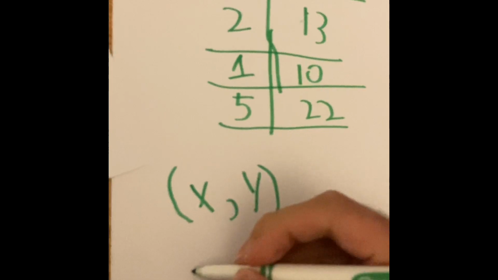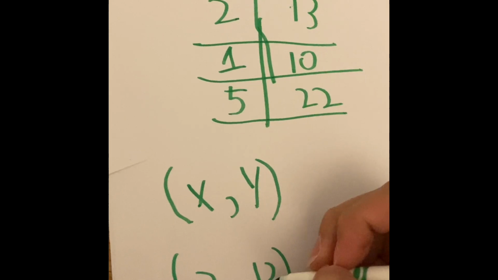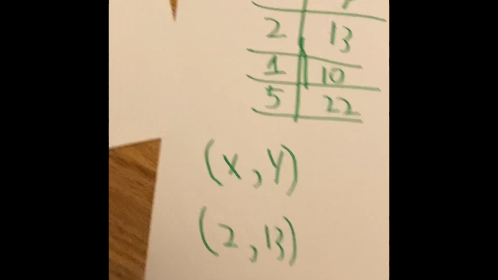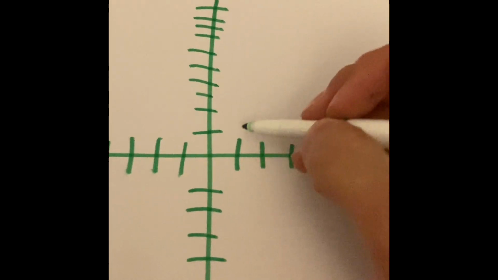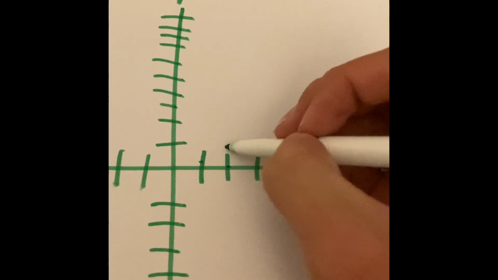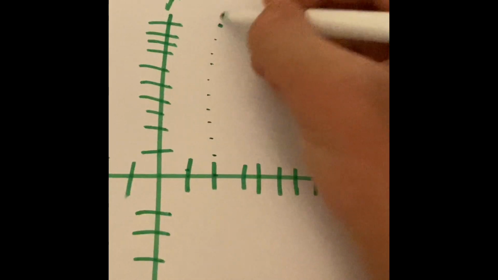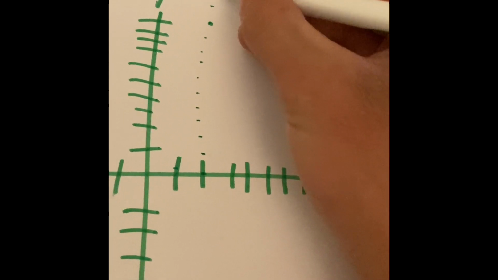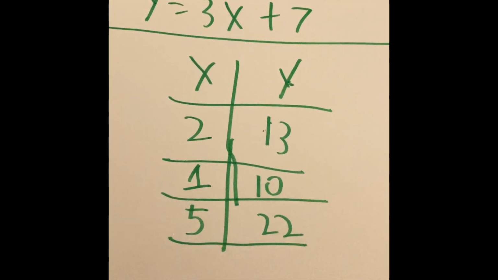Or for an example, (2, 13). This will become a point on a graph. So let's graph that. Remember, the x-axis comes before the y-axis. And since we got (2, 13), we count 1, 2. That is going to be our x. And we count 1, 2, 3, 4, 5, 6, 7, 8, 9, 10, 11, 12, 13. So this would be our point right here, (2, 13). Let's put the other points on the graph as well.